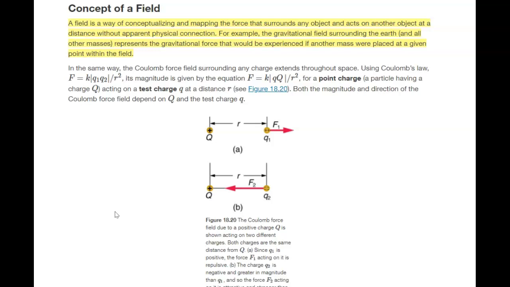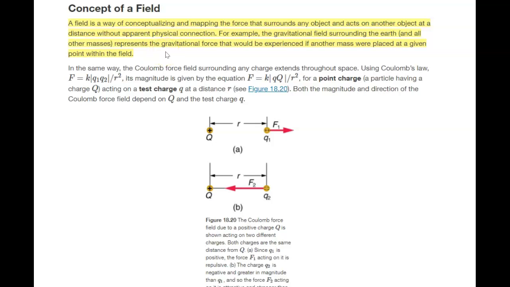So I know it might be confusing because F is for force, and we're going to call electric field E. So a field is a way of conceptualizing or mapping the force that surrounds any object and acts on another object at a distance without any physical connection. For example, a gravitational field surrounding the Earth represents the gravitational force that would be experienced if another mass were placed at a given point in the field.